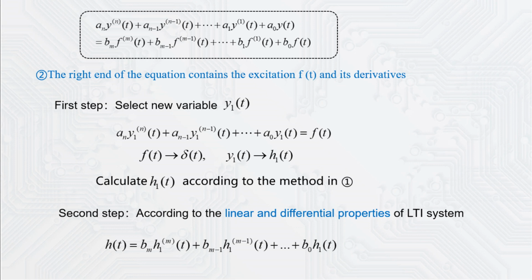In the second step, we should consider the linear and differential characteristics of the LTI system. In the first module, we have introduced this to you. When the right end of the equation contains the excitation f(t) and its derivatives, the expression of h(t) corresponding to the output of the system is given by the formula at the bottom. It can be seen that h(t) is composed of h1(t) and its derivatives. This is determined by the linear differential characteristics of the LTI system.